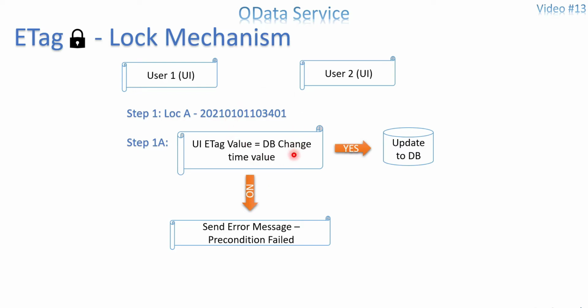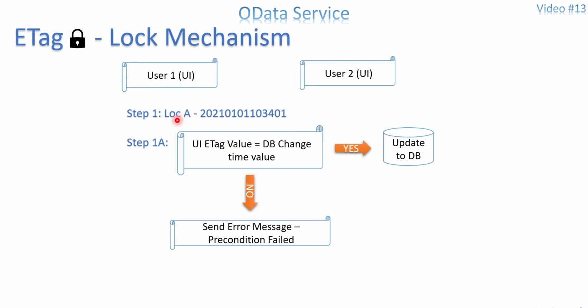The ETag field may be anything. Mostly we go with the timestamp, or in some scenarios they may go with randomly generated values. So at the OData level we can generate it randomly as well. Otherwise, if we have a timestamp, that's well and good, we can go with the timestamp value. Hope this is understood.